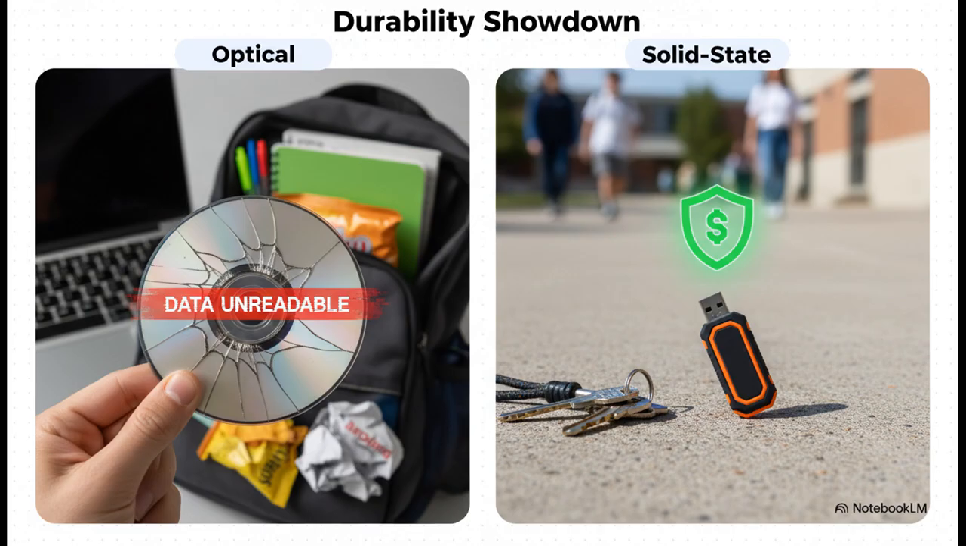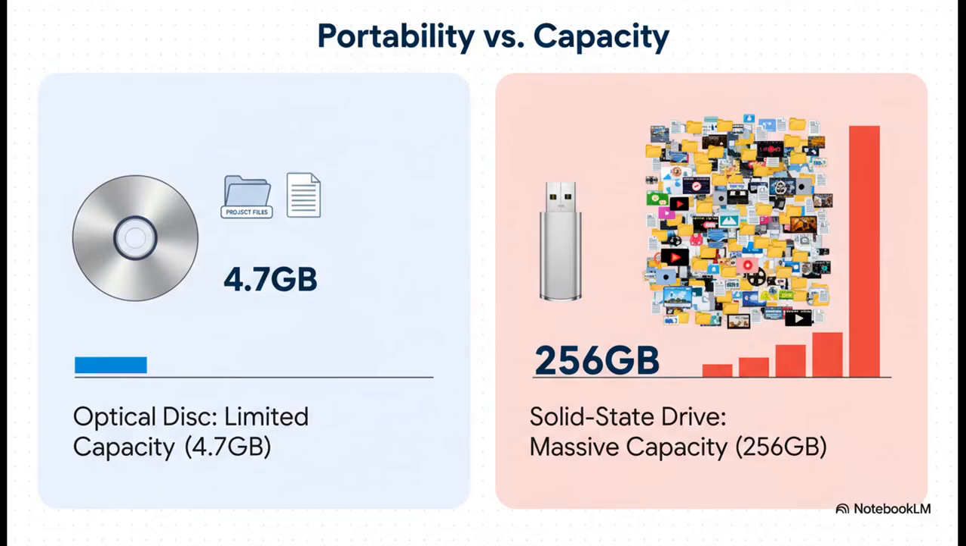A solid-state device, though, it's got no moving parts. It's built to be knocked around. For a student, that's a huge advantage. All right, let's talk portability and capacity. Now, sure, they're both pretty easy to carry, but an optical disc, like a DVD, tops out at about 4.7 gigabytes. A solid-state drive can hold way more data, and if you're working on big project files like videos or high-res images, that is absolutely essential.